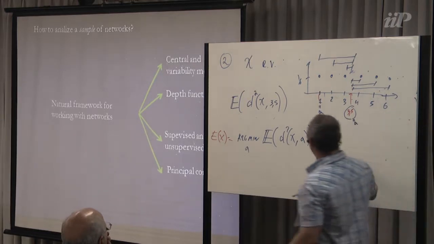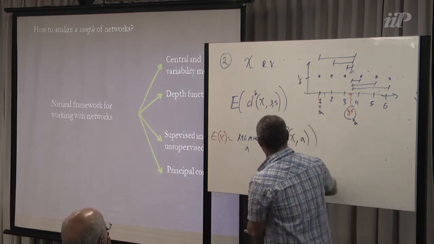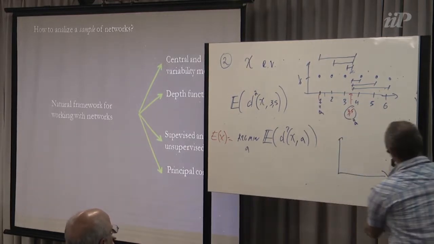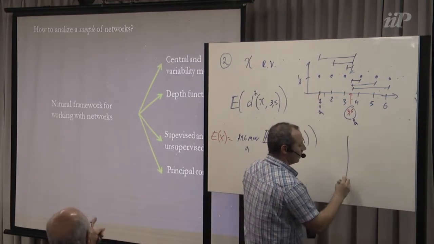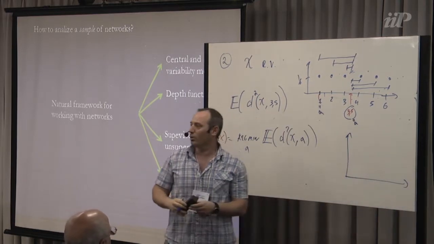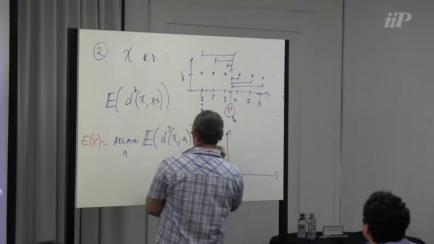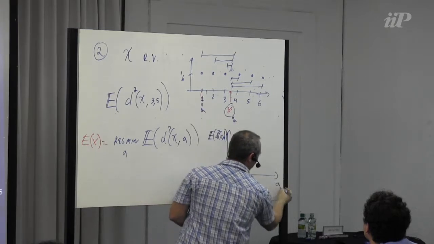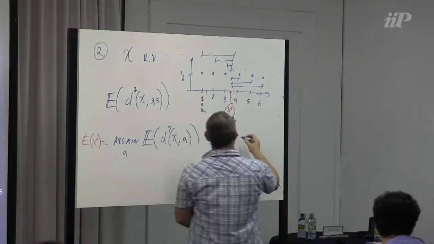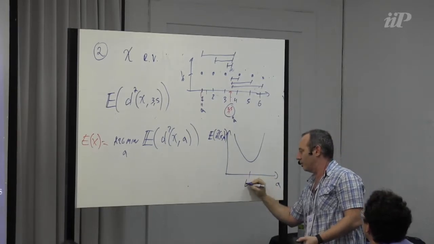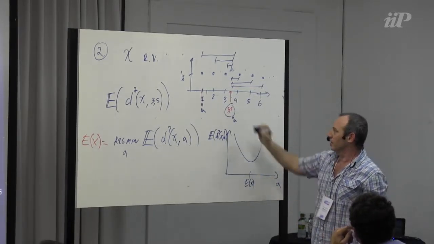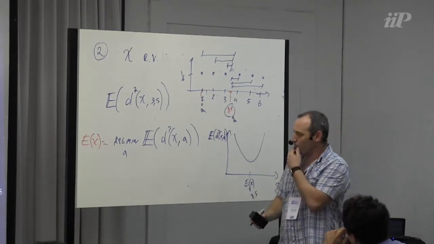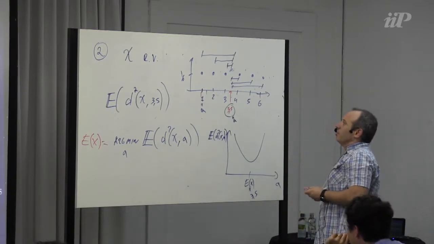So if we try to study this function, students have to pay attention because soon we'll start the exercises. So if we study this function as a function of A, we will have an argument that minimizes it, that is the expected value. Okay? This 3.5 in the example.